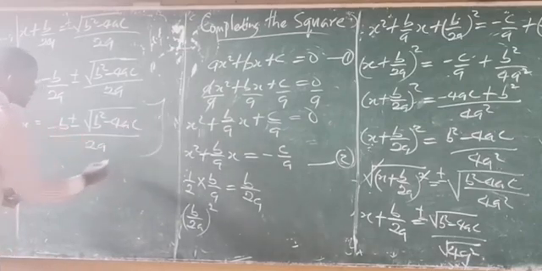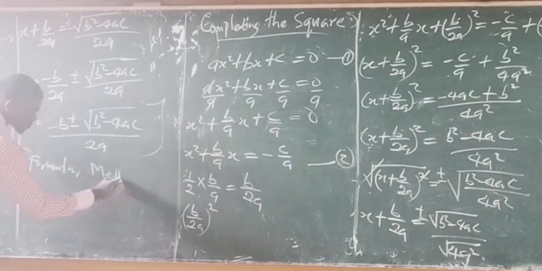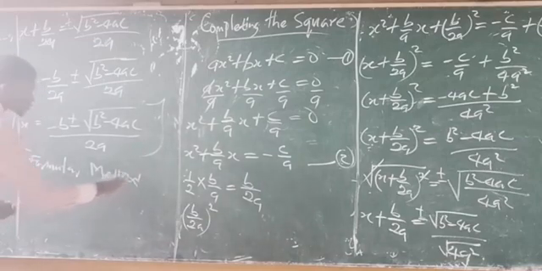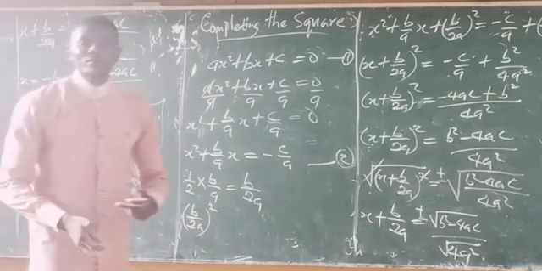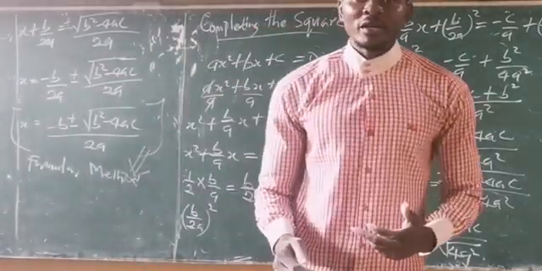Alright guys, this is actually what we call the formula method of quadratic equation. Okay, so we obtain the formula method from the completing the square method. Alright guys, in the next video, we'll start solving problems using the completing the square method.